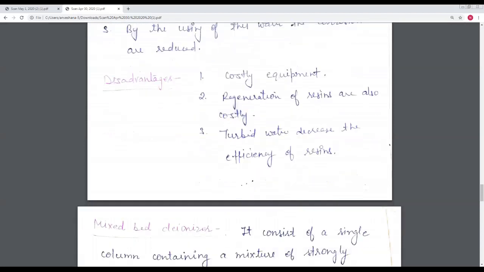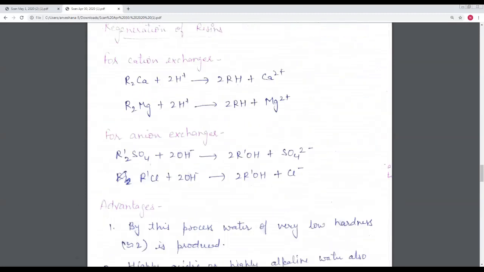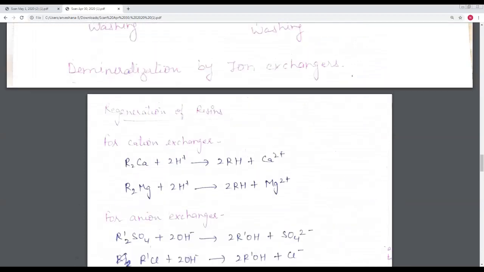And this is the third method of our softening process of water. In the previous lecture, we already discussed the lime soda method and the zeolite method, and this one is the ion exchange method. So according to these three methods, we have the residual hardness from the lime soda method.